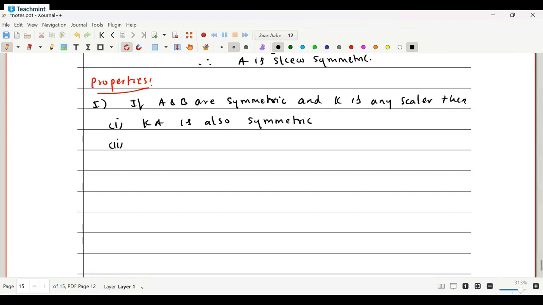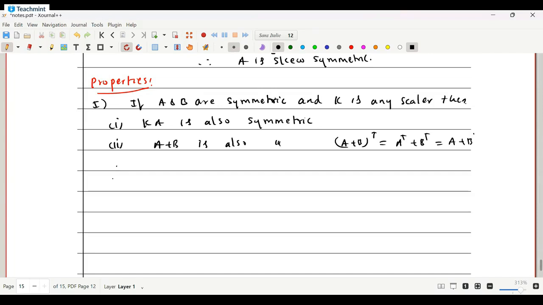Number 2, A plus B is also symmetric. Why? (A plus B) whole transpose equal to A transpose plus B transpose. If A and B are symmetric, A transpose equal to A and B transpose equal to B. So (A plus B) whole transpose equal to A plus B.